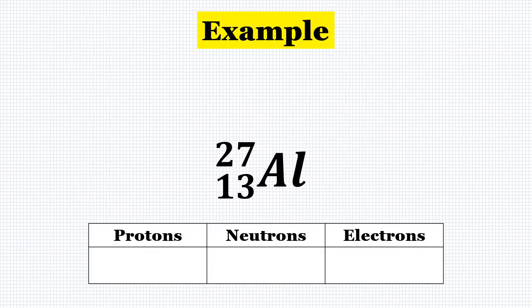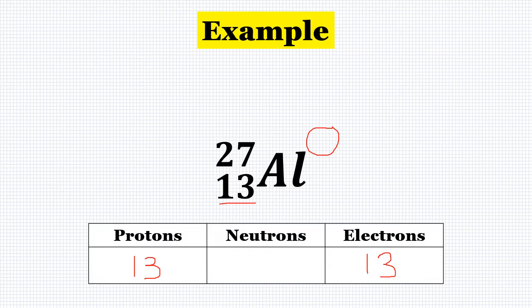All right, so here's aluminum. First thing we want to do is we want to look at the atomic number. Atomic number is 13, so that tells us the number of protons. Now, if you notice, there's nothing here. So we're going to assume if there isn't a number here for the charge, this is a neutral atom. So the number of protons is equal to the number of electrons.